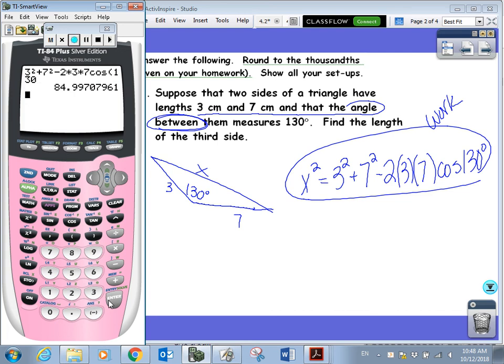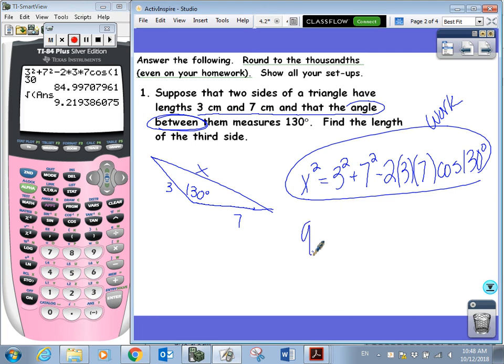That is not your answer. Let's think about it logically. If one side's 3 and one side's 7, it doesn't even make sense that one side could be 84. That's what x squared equals. So we have to take the square root of that, and there is your answer. 9.219, and centimeters were given, so we must use the correct units.